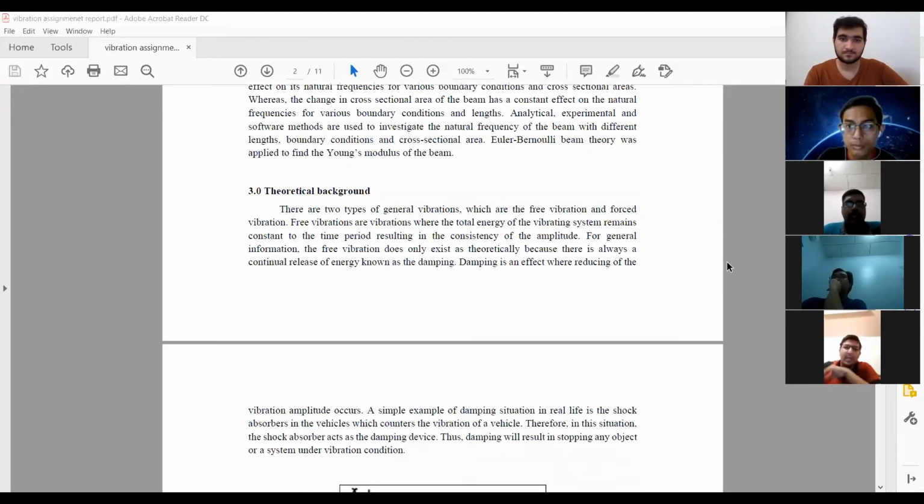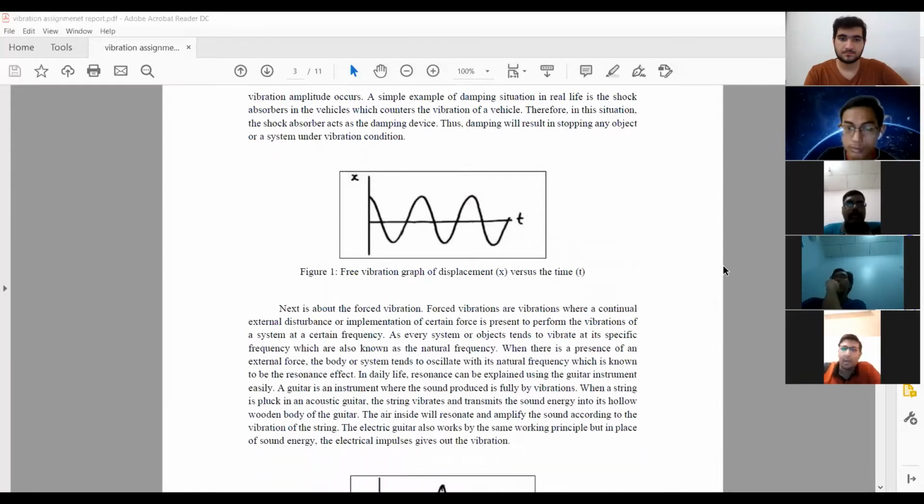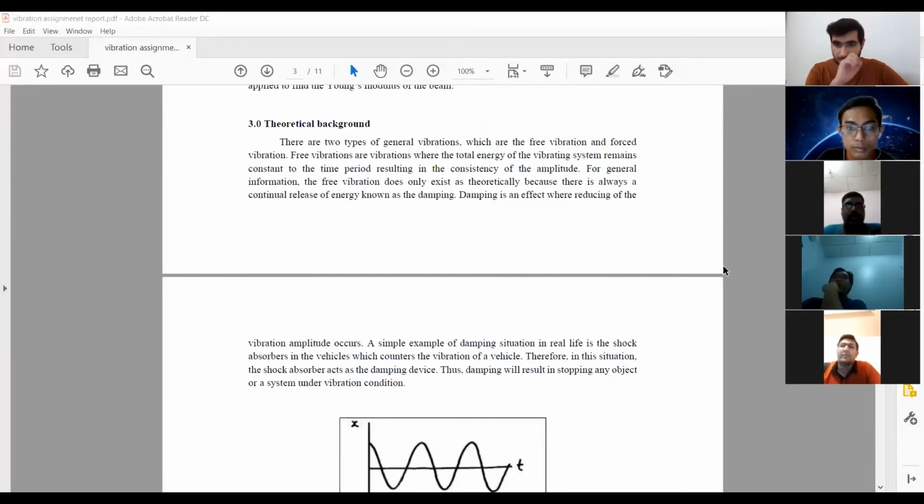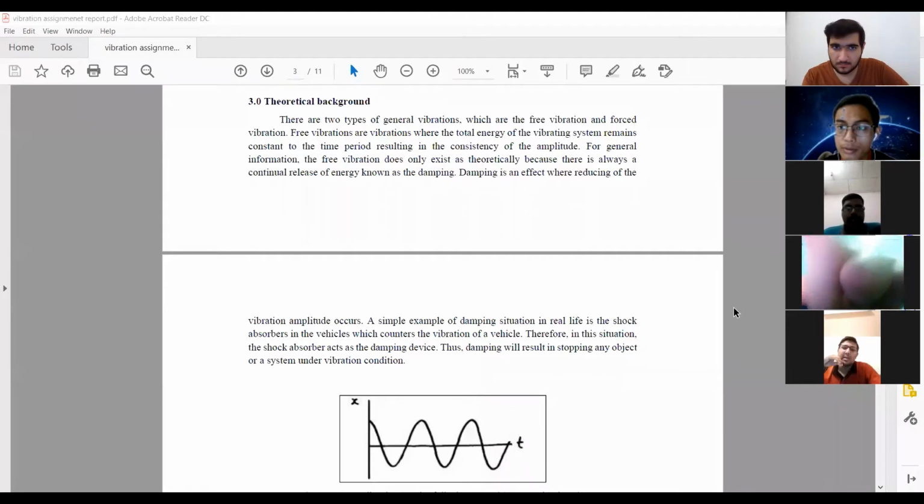I will take it from here, Mega, the theoretical background. For the theoretical background, from my research, I've found out there are two general types of vibrations. For general information for everyone, vibration doesn't continue forever because there is always an effect which will disturb it. The effect is actually the damping effect.